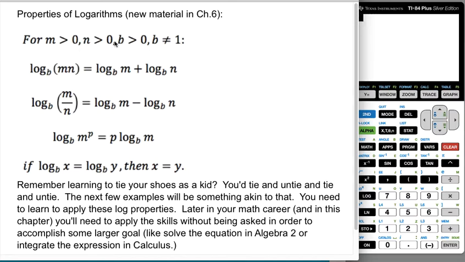So these are for positive numbers m, n, and b. See, the m, n, and b are all positive numbers. And it's important that b not be 1. So the base of a log is not 1. So if you have the log base b of m times n, it can be split into two logarithms, the log base b of m plus the log base b of n.